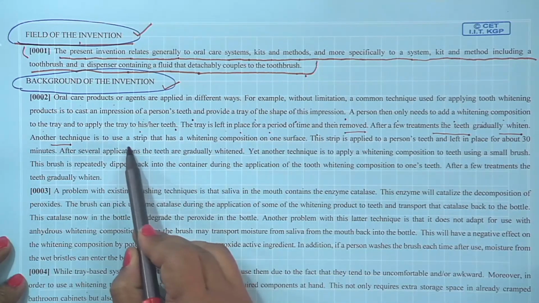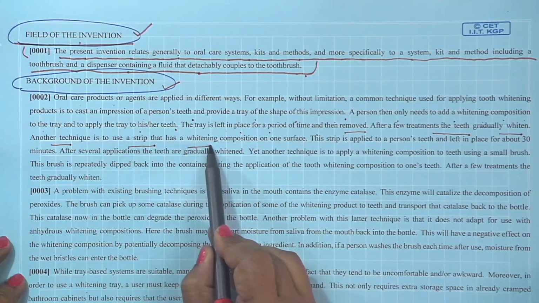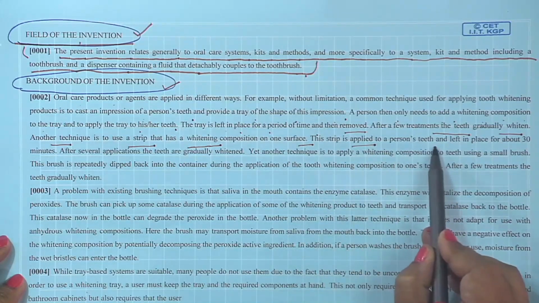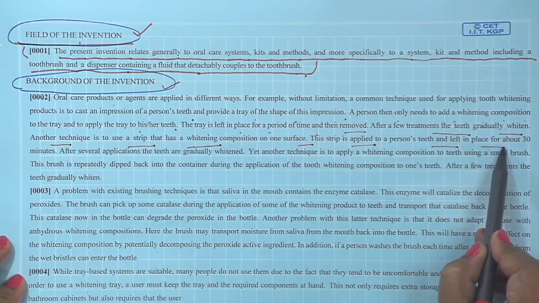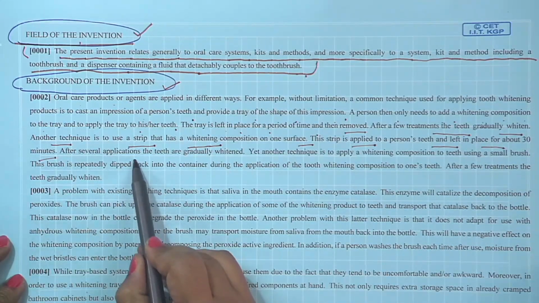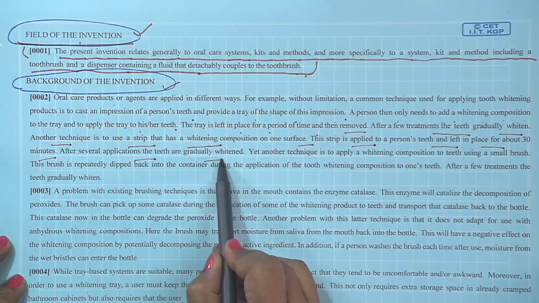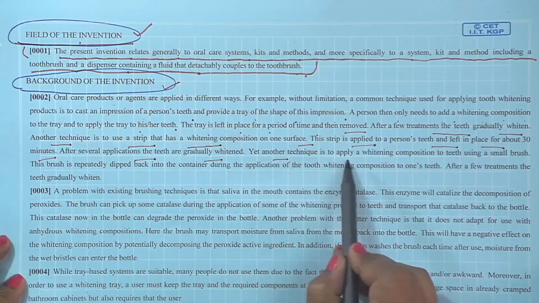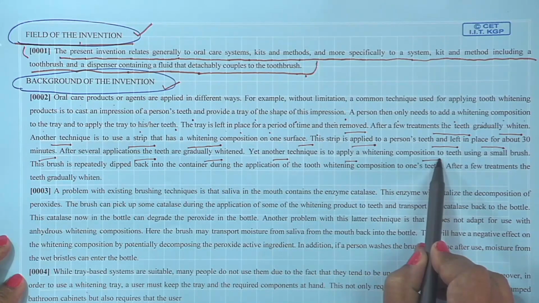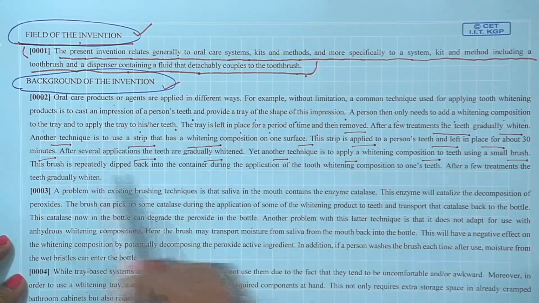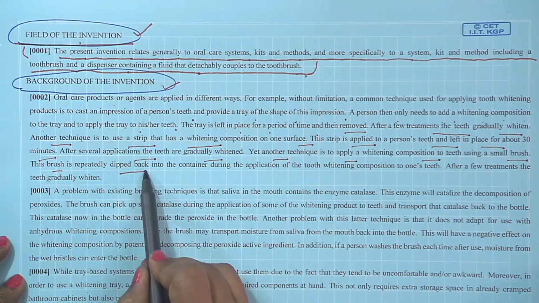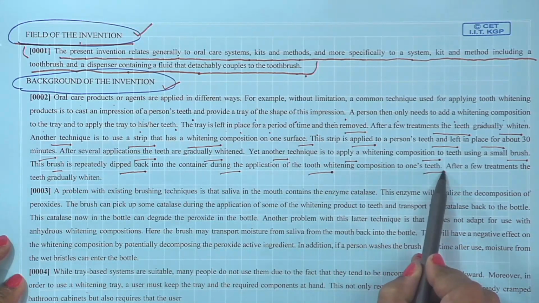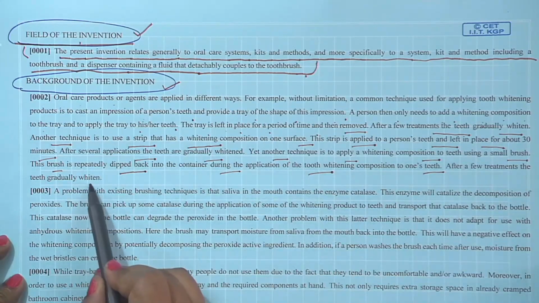Another technique is to use a strip that has a whitening composition on a surface. This strip is applied to a person's teeth and left in place for about 30 minutes. After several applications, the teeth are gradually whitened. Yet another technique is to apply a whitening composition to teeth using a small brush. This brush is repeatedly dipped back into the container during the application of the tooth whitening composition to one's teeth. After a few treatments, the teeth gradually whiten.